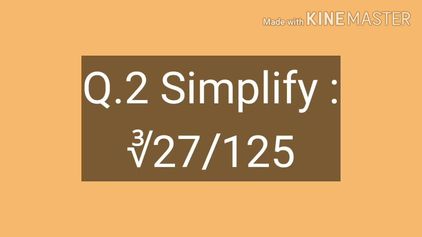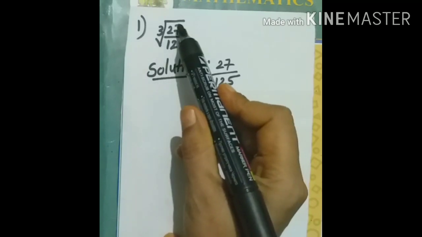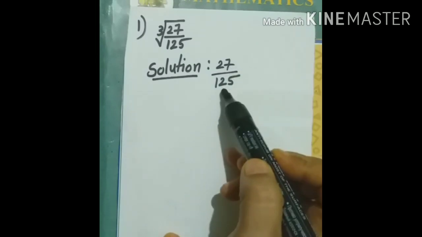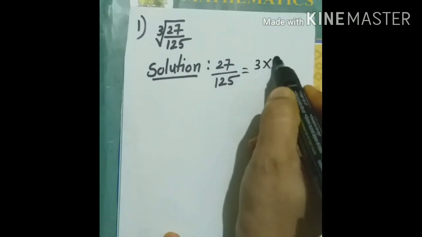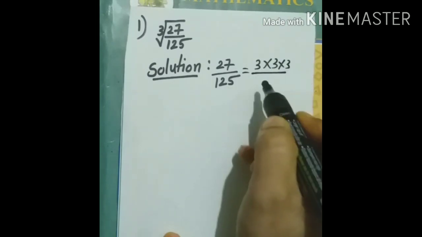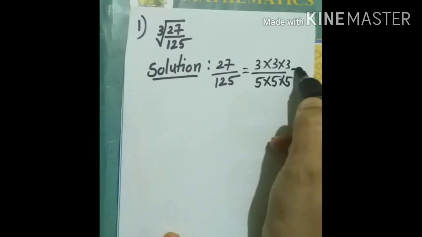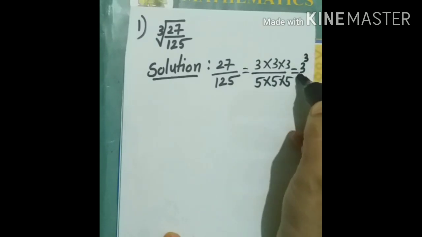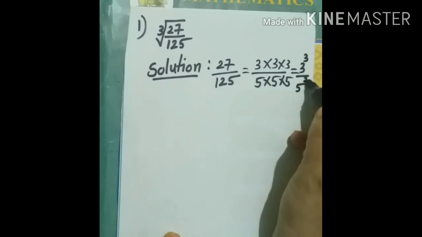Now, question number 2, simplify. Question number 1. Cube root of 27 upon 125. 27 is the cube of 3 and 125 is the cube of 5. So, children, 3 into 3 into 3, and down 5 into 5 into 5. 3 how many times repeated? 3 times. So 3 raised to 3. And 5 how many times repeated? 3 times. 5 raised to 3.